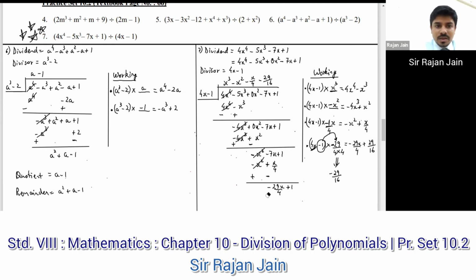Okay, so now that I write it as minus 29x by 4 plus 29 upon 16. Clear? You leave a line for sign change. ये plus हो जाएगा, ये minus हो जाएगा, ये तो cut हो जाएगा. Now remaining calculation is 1 minus 29 by 16.